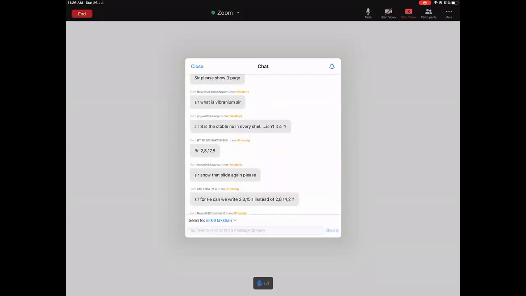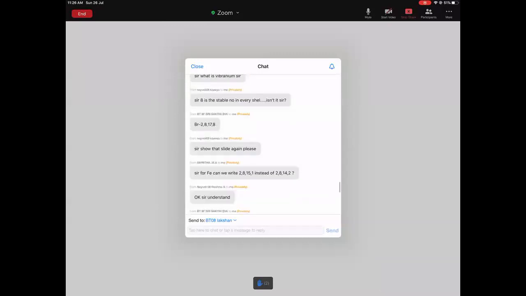For Fe, can we not write 2, 8, 15, 1 instead of 2, 8, 14, 2? I understand your question. Yes, you can write it, but the way it is observed is 2, 8, 14, 2. The logic for that you will understand when you come to the 9th standard. In 9th standard, again, we have atomic structure, and there I will take you to the next level. When we go to the next level, we'll understand why it is 2, 8, 14, 2 and not 2, 8, 15, 1. A very nice question. Yes, we can write it, but what is observed is 2, 8, 14, 2, and the logic for that I can't tell you now. I'll tell you when you come to the next class.